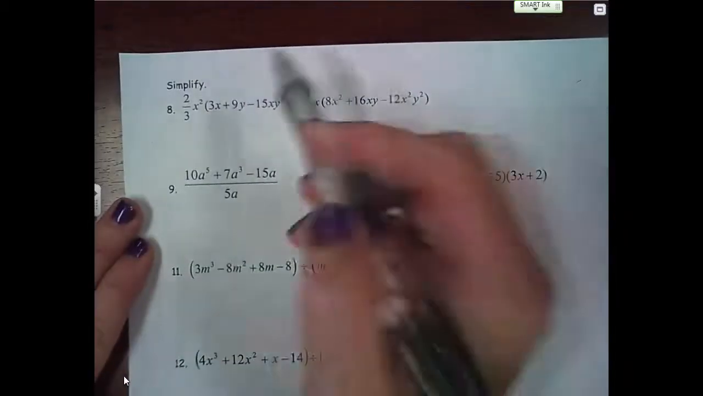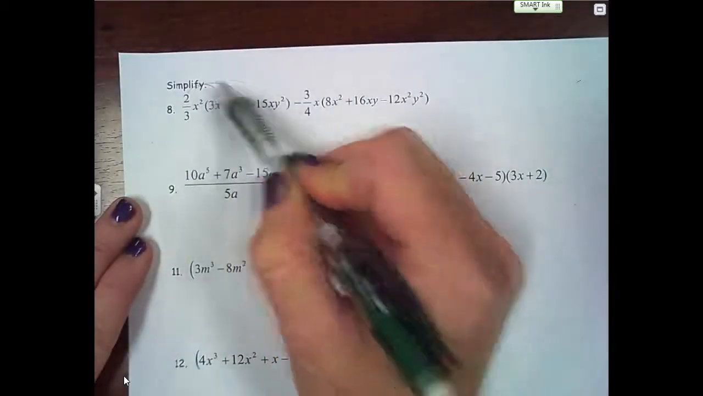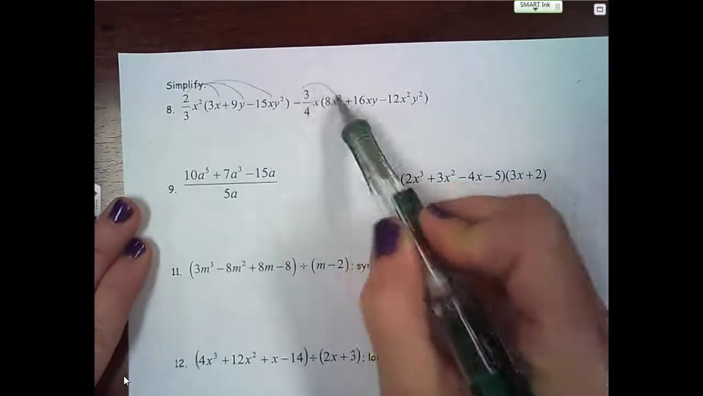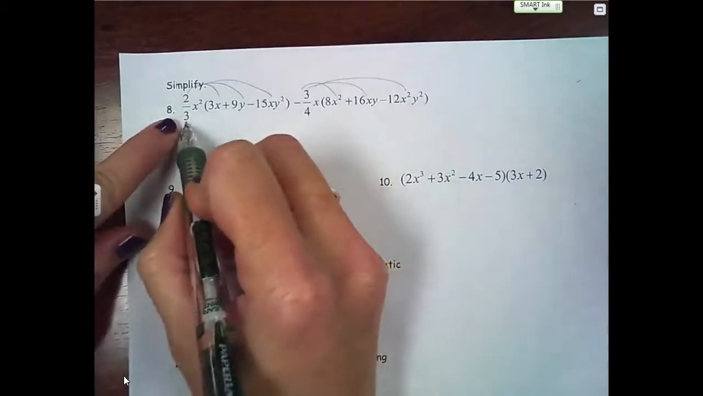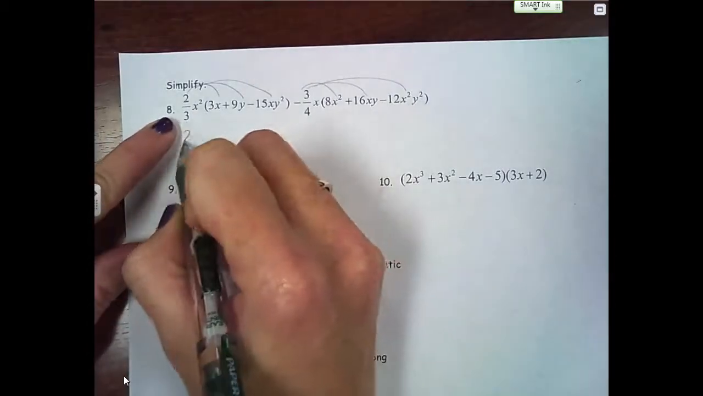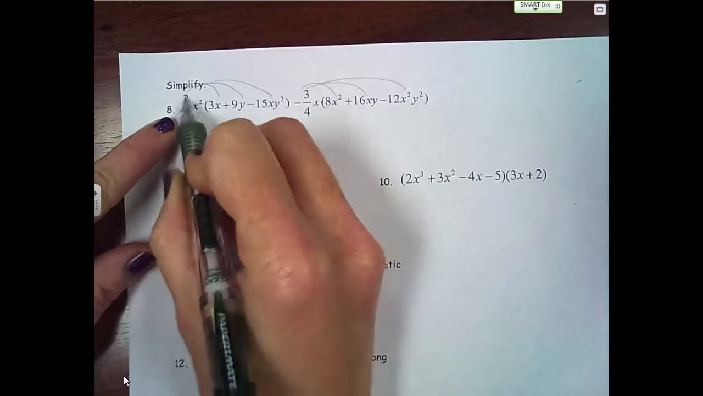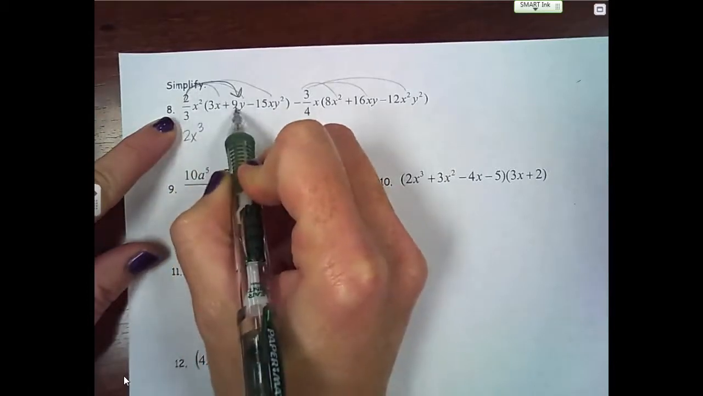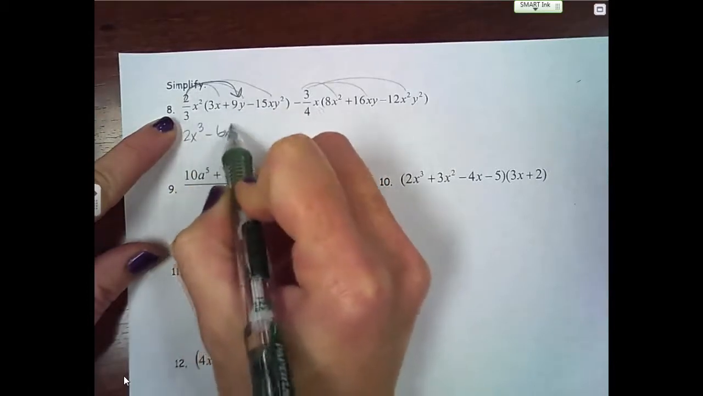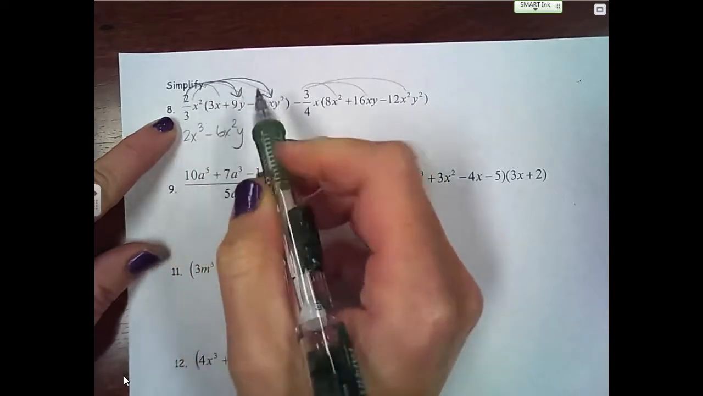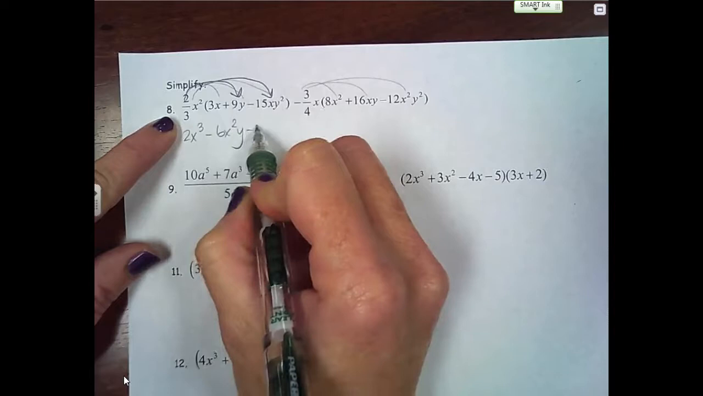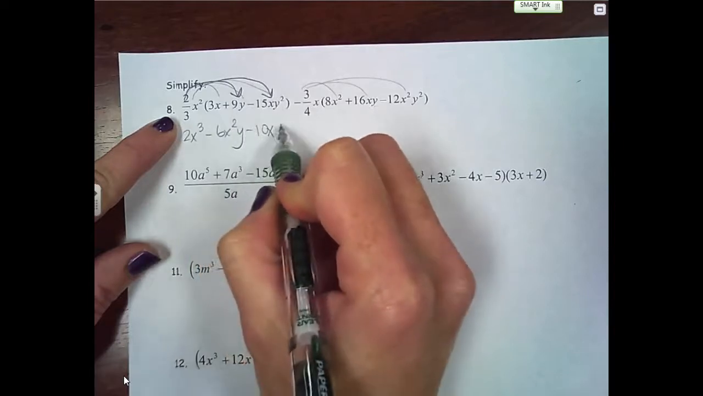For number 8, you're going to FOIL here and then here, or distribute, right? And then combine like terms. So 2/3 x times 3x is going to give us 2x cubed. And then here is going to give us minus 6x squared y. And last, you get minus 10x cubed y squared.